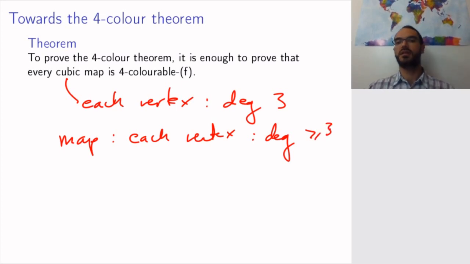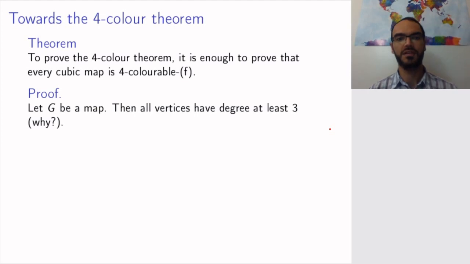We excluded degree 1 vertices because they would be at the end of a bridge, and degree 2 vertices because they would have a cut set of size 2 around them. So we really only have to deal with vertices of degree more than 3. What this theorem says is that if you can four-color the faces of any map where each vertex has degree 3, then you can do that for any map. So how to prove such a thing?